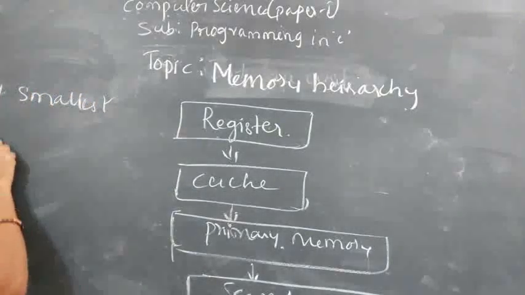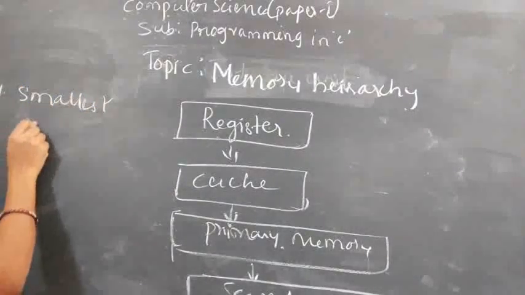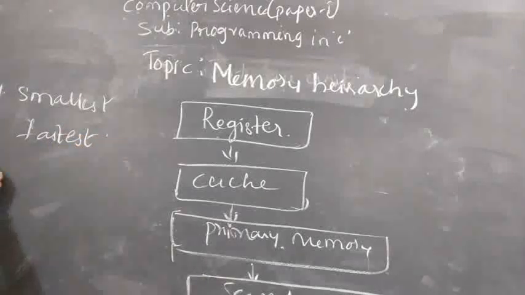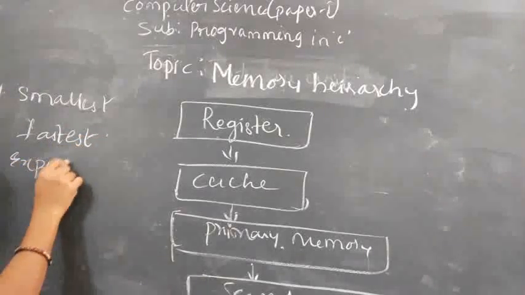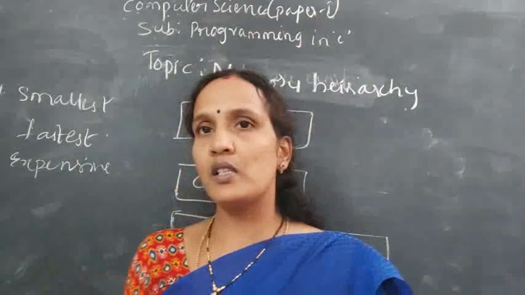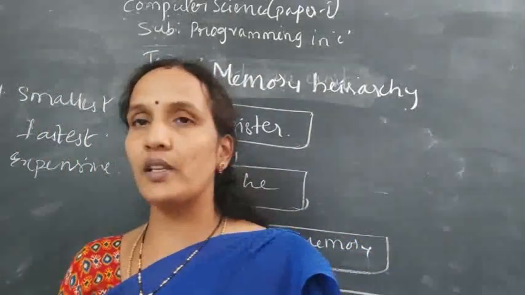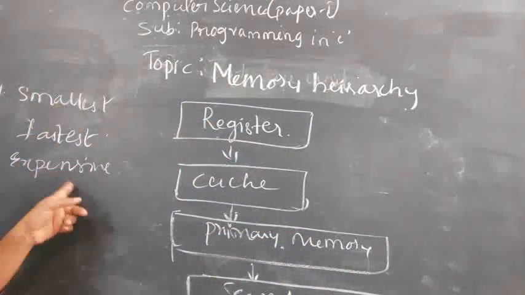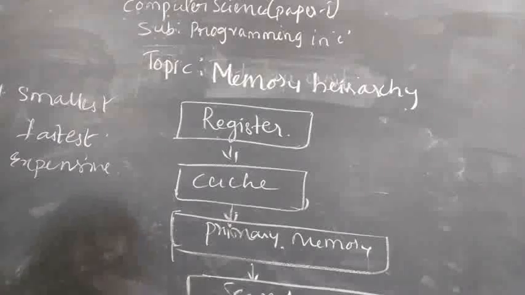Now come to the disadvantages. Here, it is the very smallest, but the advantage is it is the fastest, and it is very expensive. Those are its characteristics. Okay, and it will store only a limited amount of information, like the instructions and whatever data is currently needed by the CPU. That information is stored inside the registers. First you take a screenshot of this. Next you write the characteristics of registers.